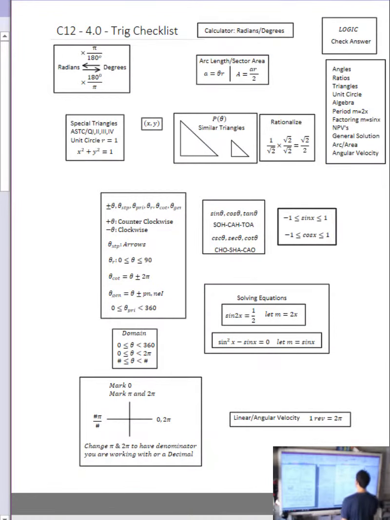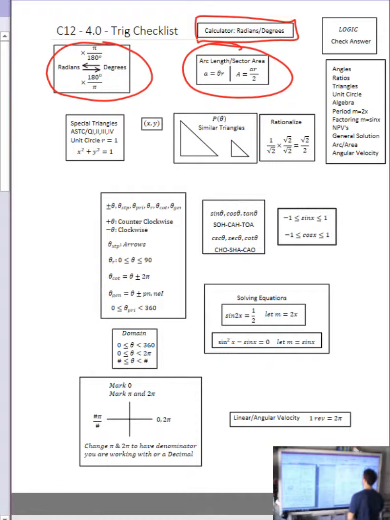So let's take a look at a trig checklist. We have to be very good at converting back and forth between degrees and radians, making sure you're careful as to which mode your calculator is in. Again, remembering we can find arc length and sector area with these formulas. Always making sure you use logic and check your answer. Off to the right, taking a look at some very important words that we're going to be using: angles, ratios, triangles, the unit circle, algebra, period, factoring, non-permissible values, general solutions, arc and area, and angular velocity. We should be able to do each and every one of those.